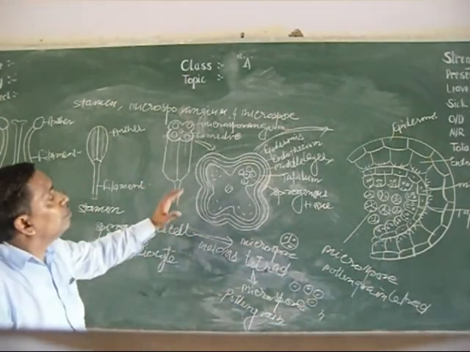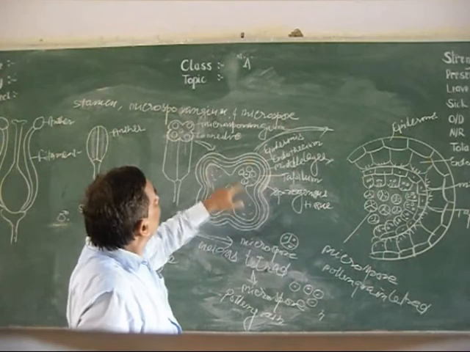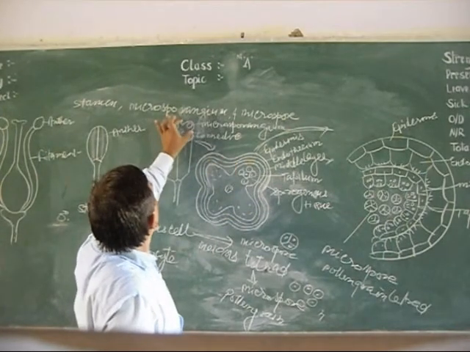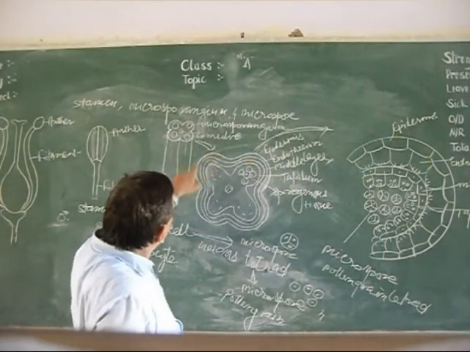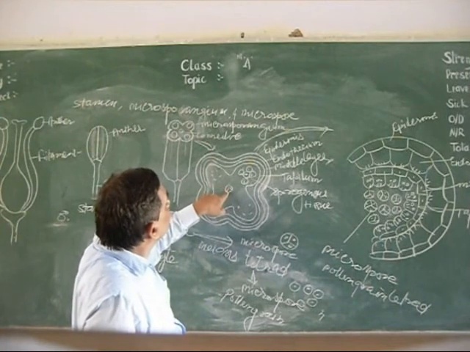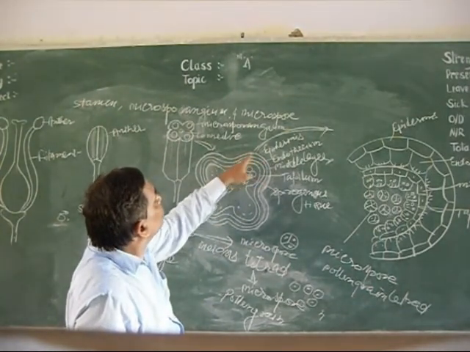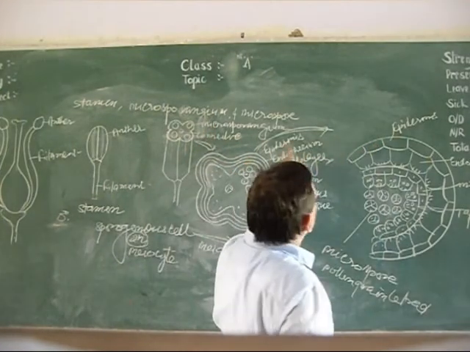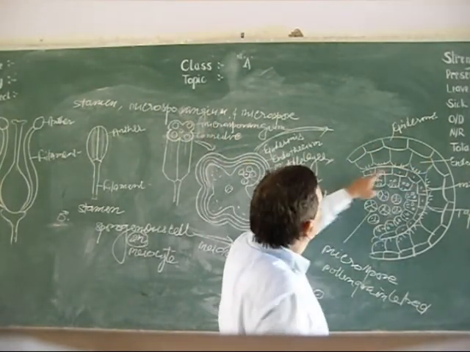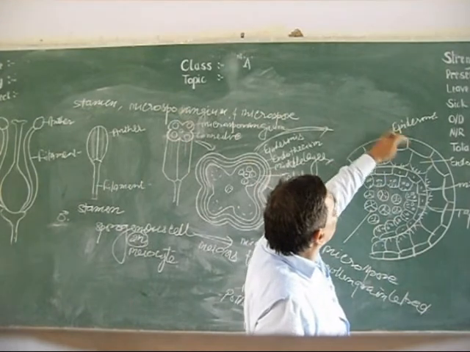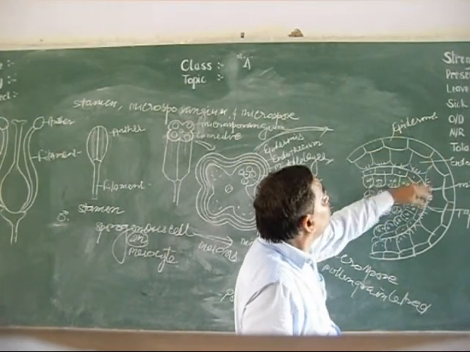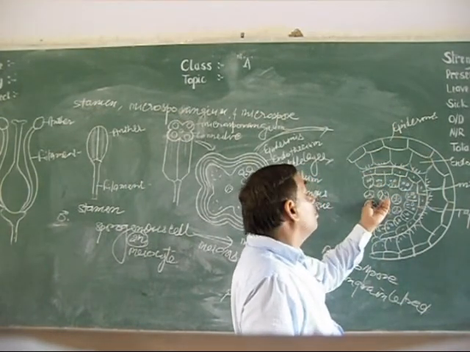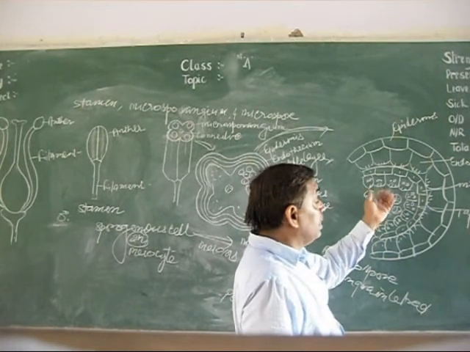Here is one part of the anther, similar all around. In the center, the connective is here. The outermost layer of the anther is called the epidermis. Below it is the endothecium. Below it is the middle layer. This epidermis, endothecium, and middle layer are protective. They provide protection to the developing pollen grain, and they help in dehiscence.